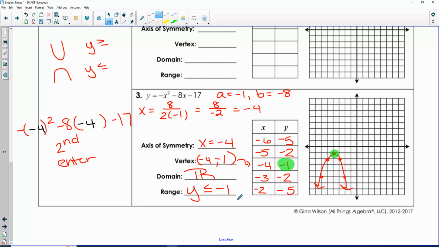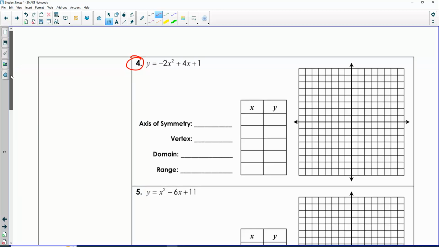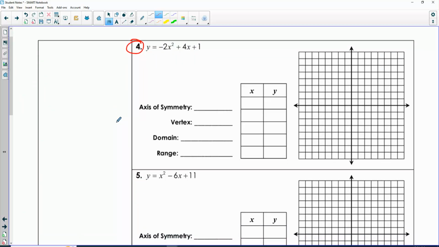All right, questions? Okay, we're going to do another one until I see everybody actively putting numbers in the calculator and trying it. Okay, so let's go to number 4. I need to know that everyone can plug these in and get the right answers.